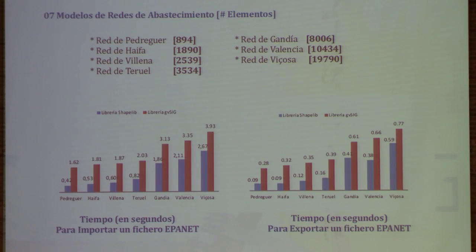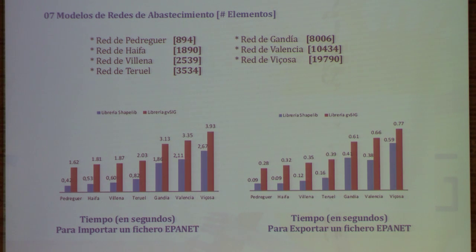Right. How can we test these scripts? Well, they've been applied to 7 networks. 2 of them are from Spain. The network from Haifa is from Israel, and another one we have from Brazil. We have one from here, Pedreguer, Teruel, from Gandia, and one from Valencia. These are here in Spain. The classification is done. Pedreguer has almost 900 elements, and Belicosa nearly reaches 20,000.